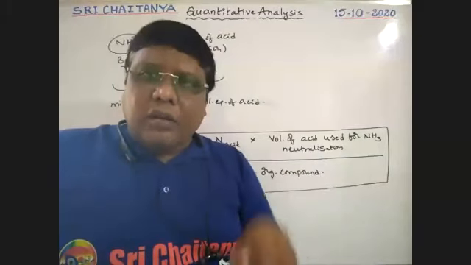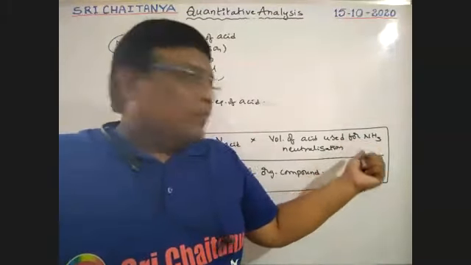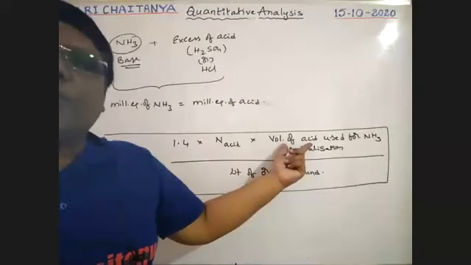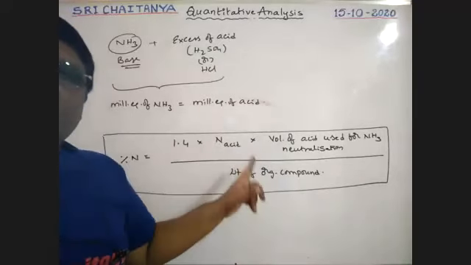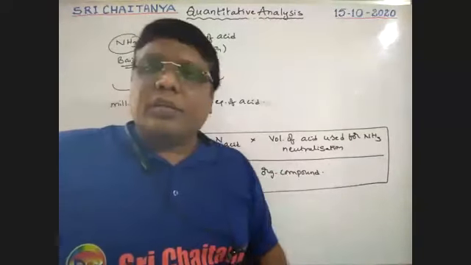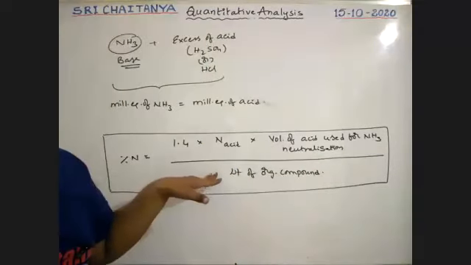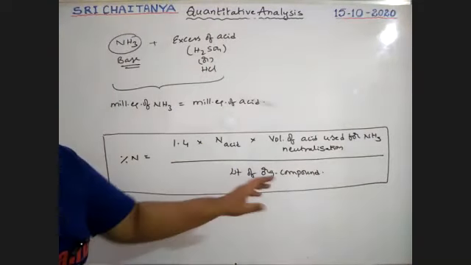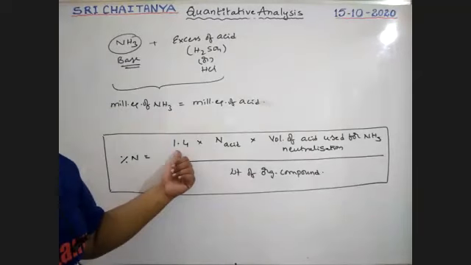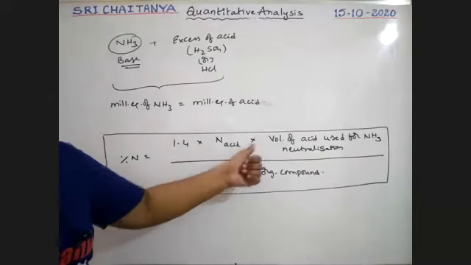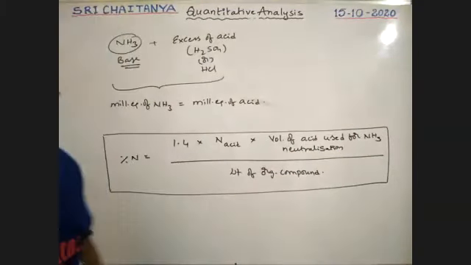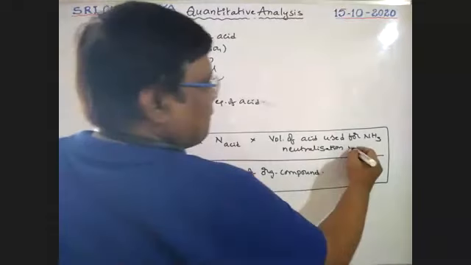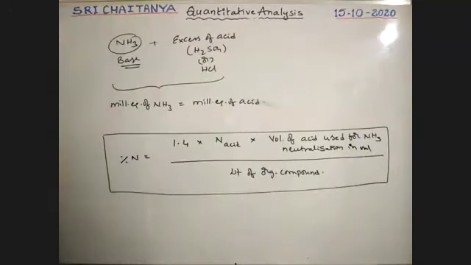It is the formula. Now, what we need is how much volume of acid is used. The 'into 100' also comes under this formula. Okay, so this is the final formula: 1.4 into normality of acid into volume of acid used for ammonia neutralization, in ml, by weight of organic compound.